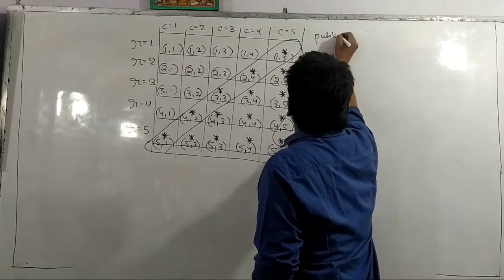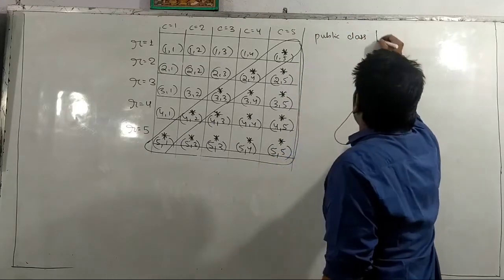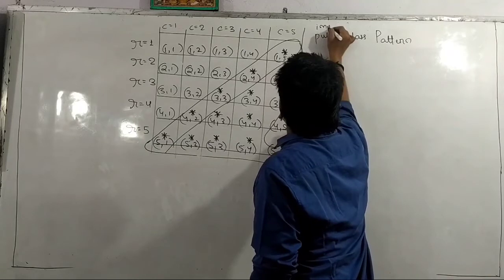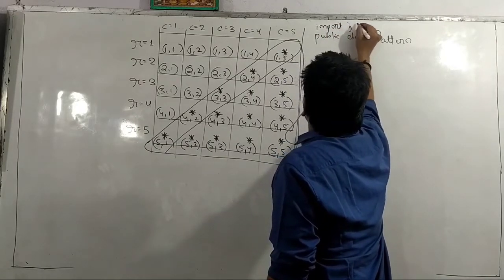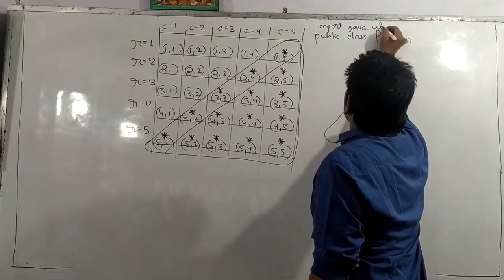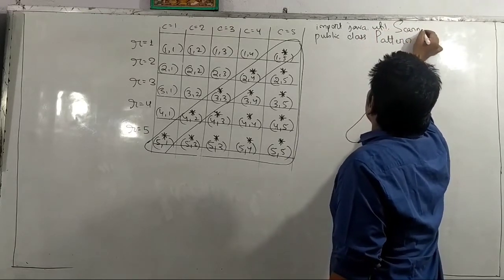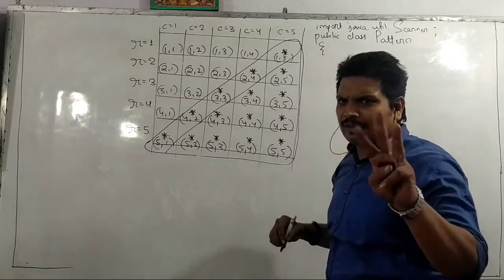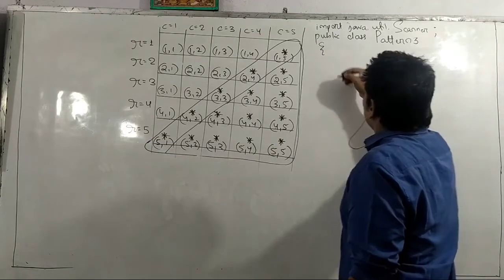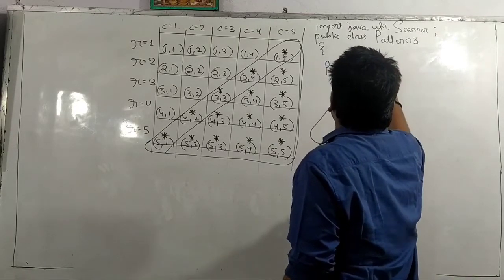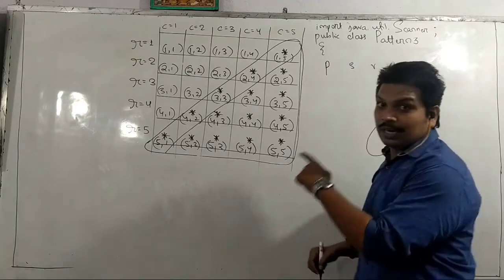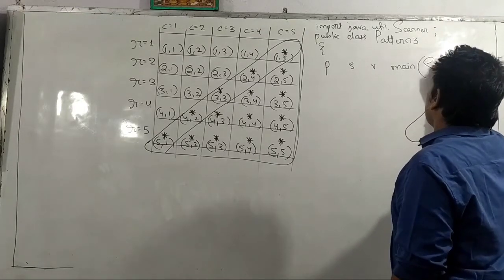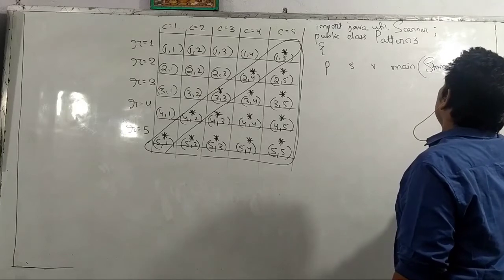Public class pattern. Okay, let me import java.util.Scanner. Public class pattern. This is pattern 3, I guess. Yes, pattern 3. Public static void main. Hey, don't write like this in examination. Write completely: public static void main, capital S String array args.